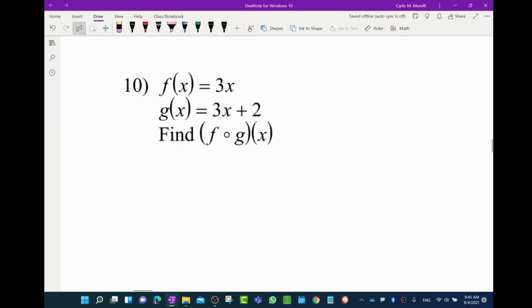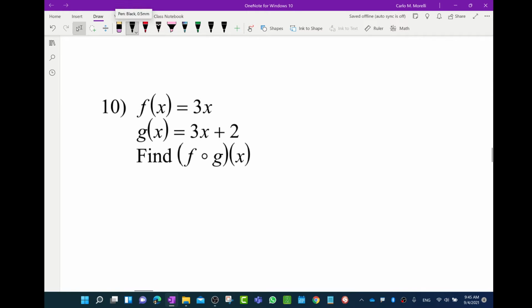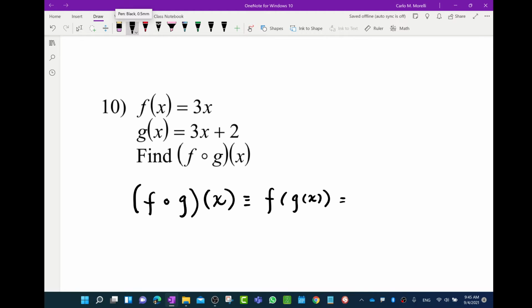Okay. So, composition of functions f and g of x is equal, or I should say equivalent to, f of g of x, okay, which is what you know how to do already, which is equal to 3 open parentheses 3x plus 2 close parentheses.